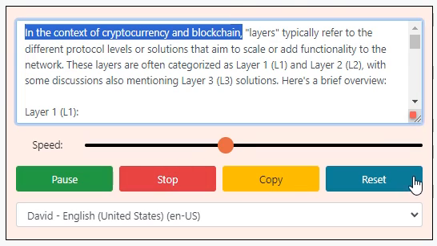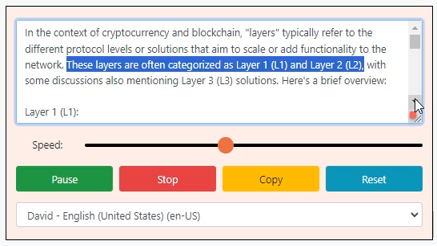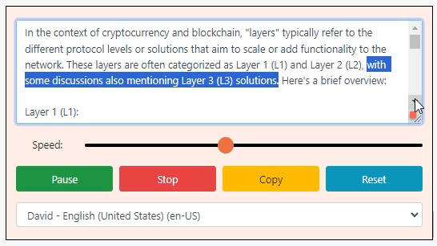In the context of cryptocurrency and blockchain, layers typically refer to the different protocol levels or solutions that aim to scale or add functionality to the network. These layers are often categorized as Layer 1, L1, and Layer 2, L2, with some discussions also mentioning Layer 3, L3, solutions.